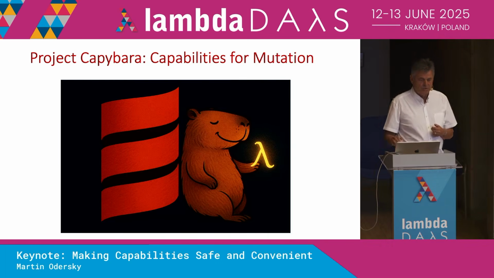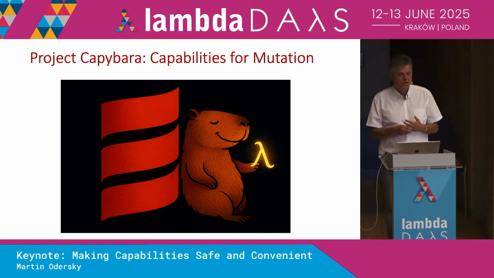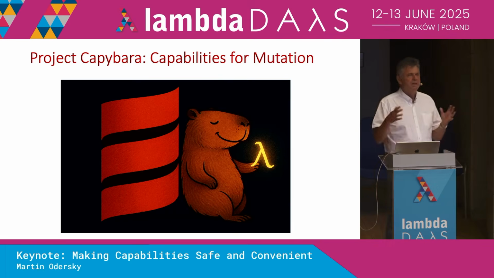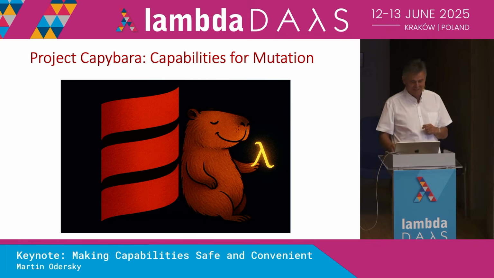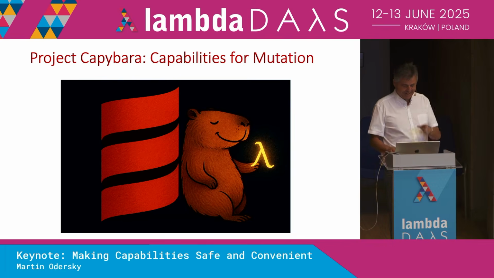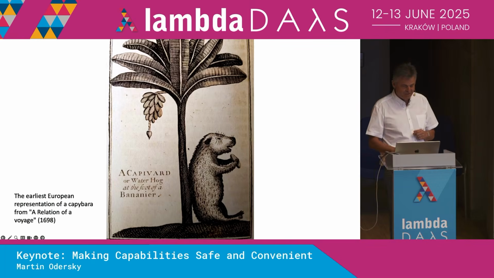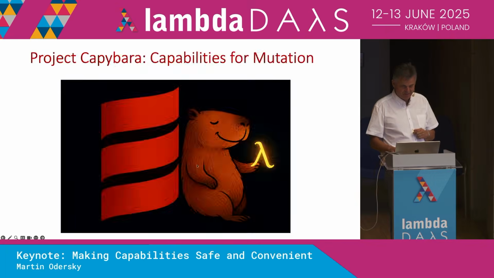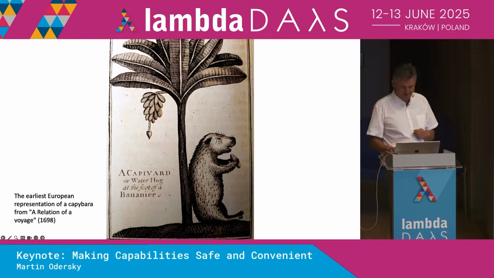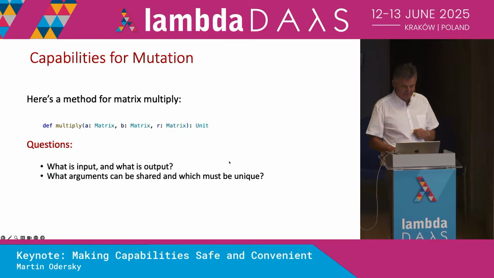And that's this new project, which is called Capybara, Capabilities for Mutation. If you think a bit Australian accent, it's Capybara. So it's a bit like capabilities in borrowing, borrow checker sort of things. And yeah, that name was generated from this picture, which is the earliest European representation of a capybara. So the tree is the Scala logo, and the banana is the Lambda. I quite like it.